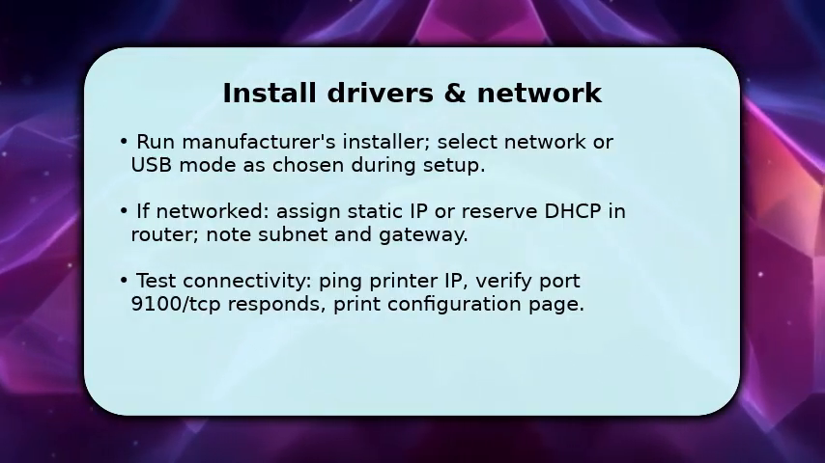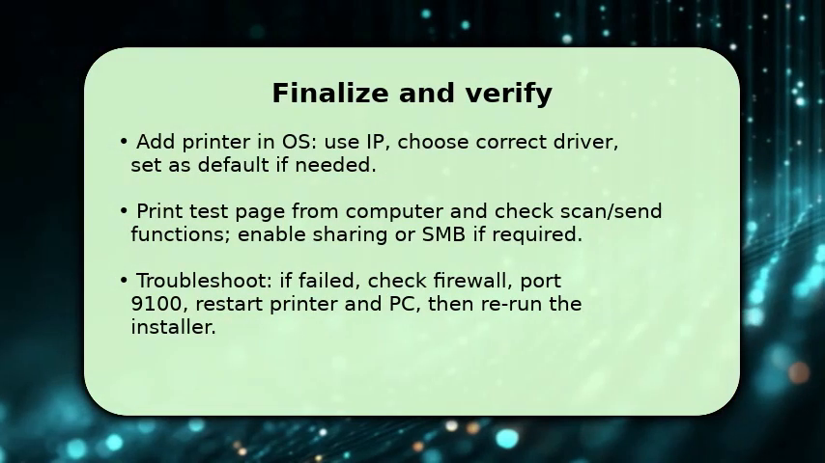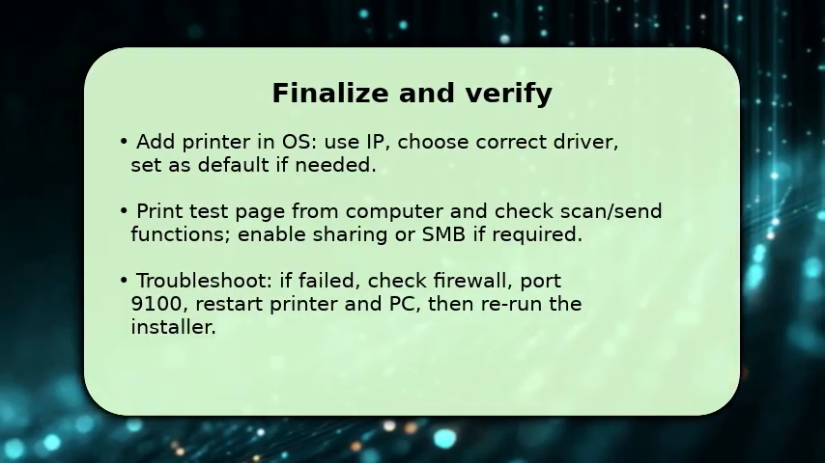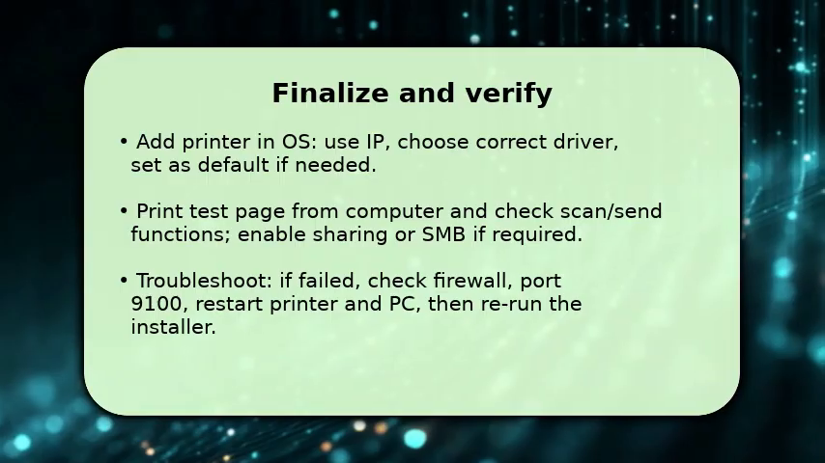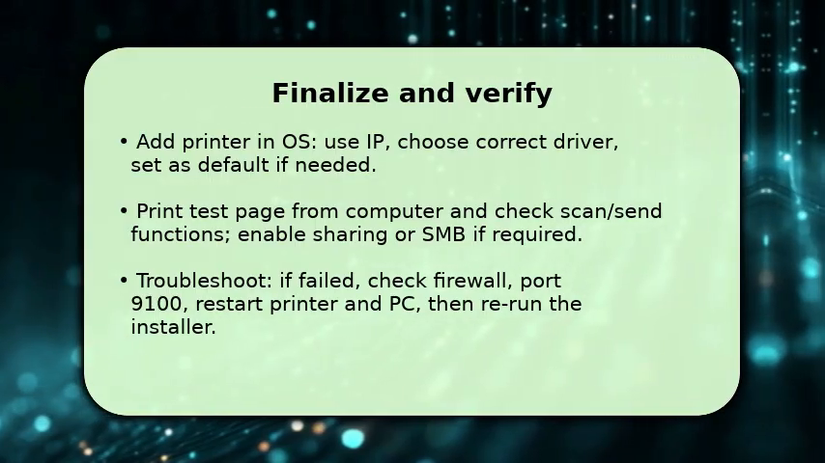Finish by adding the ImageRunner in your operating system using its IP address and selecting the Canon driver you installed. Optionally set it as the default. Once added, print a test page and exercise scanning or send to PC features to verify two-way communication.